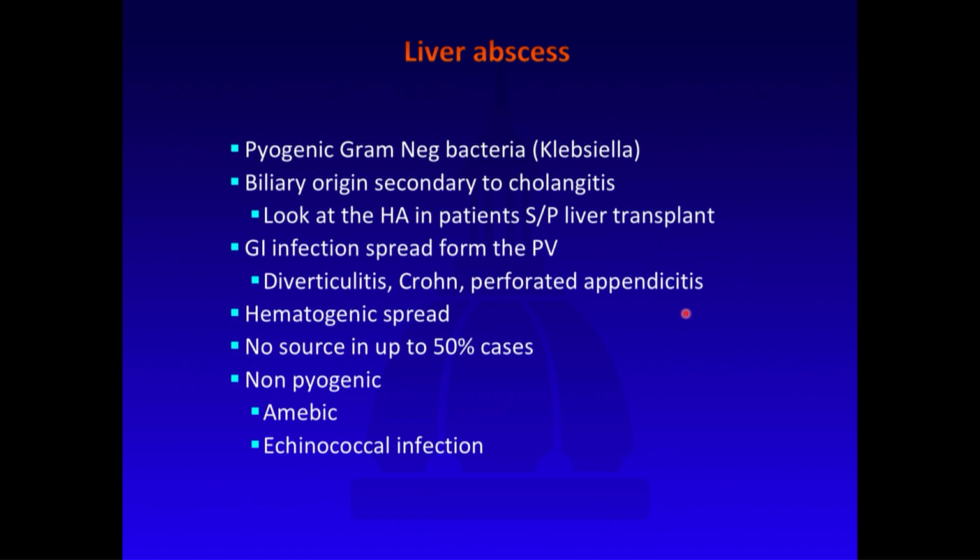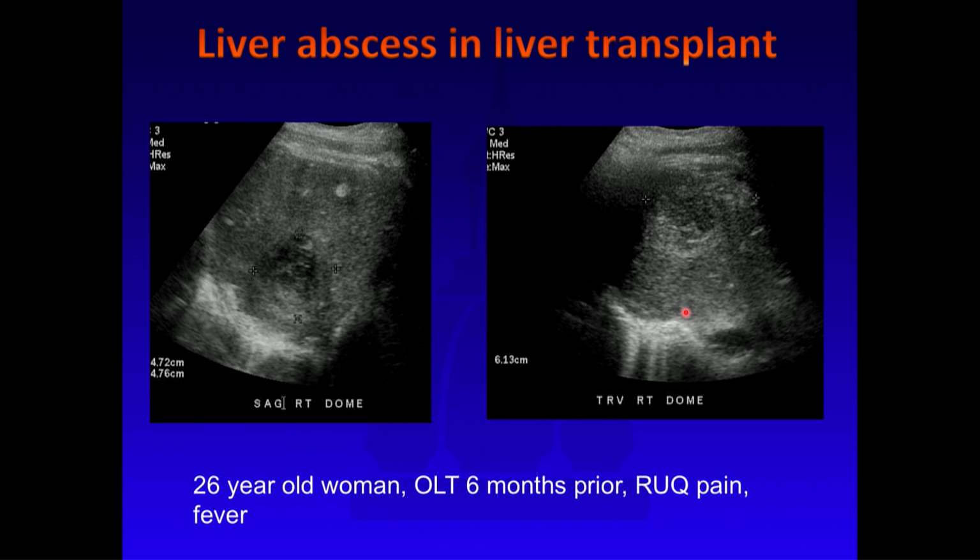They can be biliary in origin, secondary to cholangitis, or they can spread from a GI source, from diverticulitis, Crohn's disease, or perforated appendicitis, and oftentimes we don't really see the source. And then there are the non-pyogenic abscesses like amoebic and echinococcal infection. So if a patient has a liver transplant, I'm extra careful. And there are a lot of people walking around with liver transplants now. So even if you're not in an academic institution, you may encounter them.